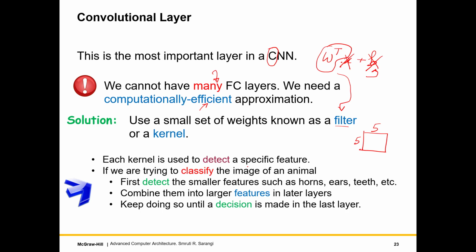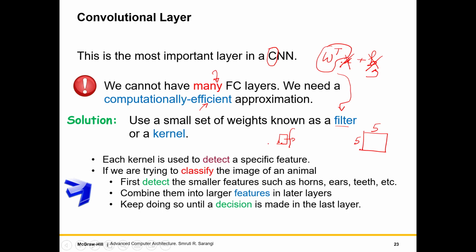Each kernel is used to detect a specific feature. For example, if you are trying to detect an edge in an image, what you can do is that if you slide the kernel like this in this direction, we'll again discuss what sliding means. You will see that detecting an edge is very easy. And so, what is it that we do exactly?